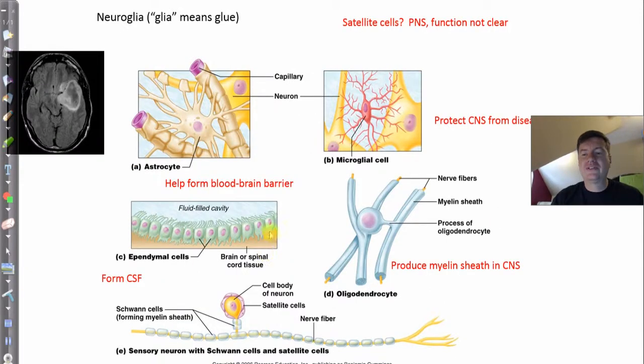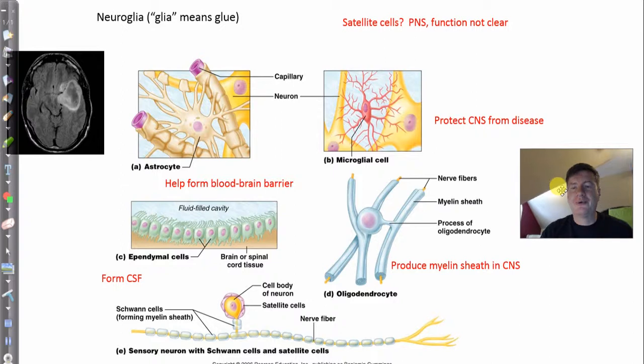Now let's look at some neuroglial cells, and then we'll wrap up with some myelination. The term neuroglia means glue. And for a long time, we thought that these cells simply glued together or held together neurons. And now we recognize that these cells actually have some very distinct functions. For example, astrocytes are going to be neuroglial cells that are found only in the CNS, only in the brain in this case, and they help form the blood-brain barrier.